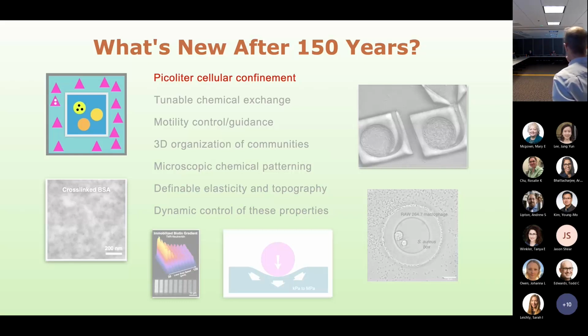As I showed you on the initial title slide, we have the ability to control motility of cells by creating structures that guide them in certain ways. Again, on microscopic scales, we're able to organize communities of cells within 3 dimensions. What we fabricated in this case are 2 different types of cells. So one is a RAW 264.7 macrophage cell line cell.